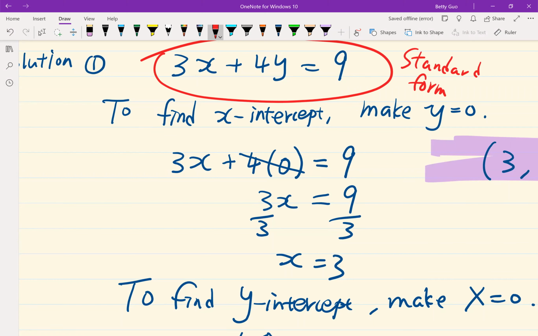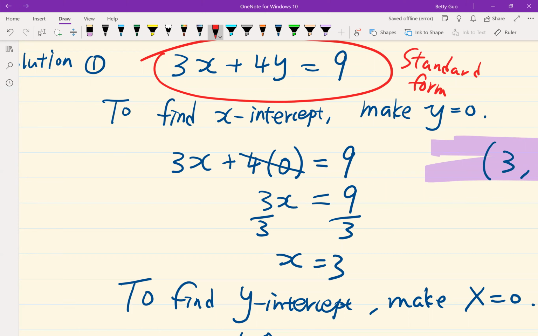When you are given a linear equation in 2 variables in standard form, an easy way, most of the time, it always works. The easy way to graph it is to find the x-intercept and the y-intercept. I can show you why it's so convenient.